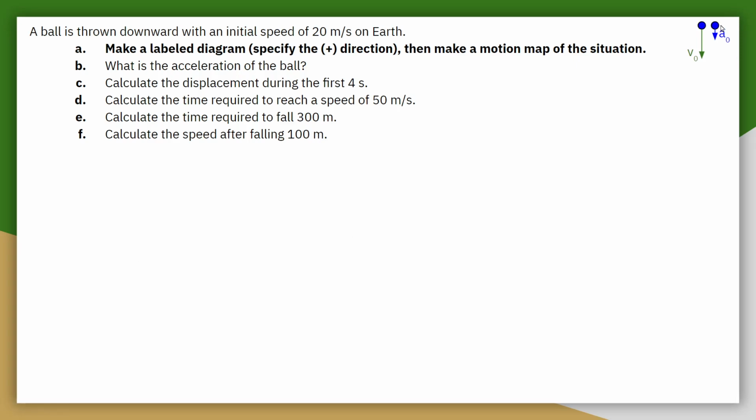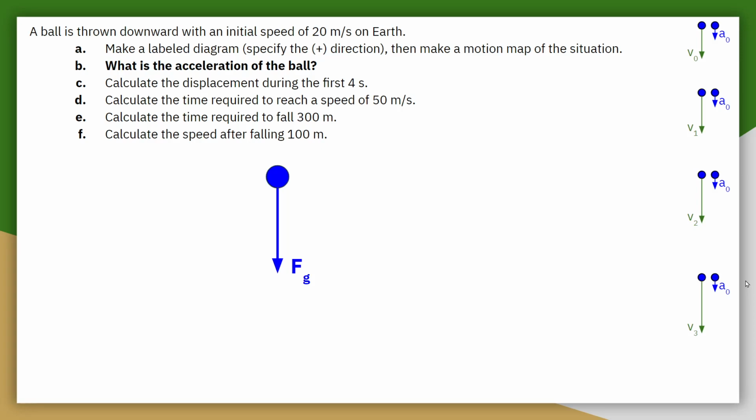Next to it, I also have another position marker, but this arrow is A0. That is going to be the acceleration at 0 seconds. My motion map is going to show that the object has a lower position at each increment of time. Another thing that I am showing is that my velocity vectors are getting longer and longer. The object speeds up as it moves downwards. However, I am saying right now that the acceleration will remain constant. We're going to answer why in part B.